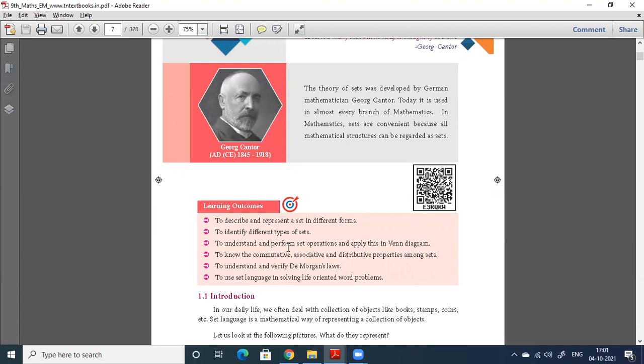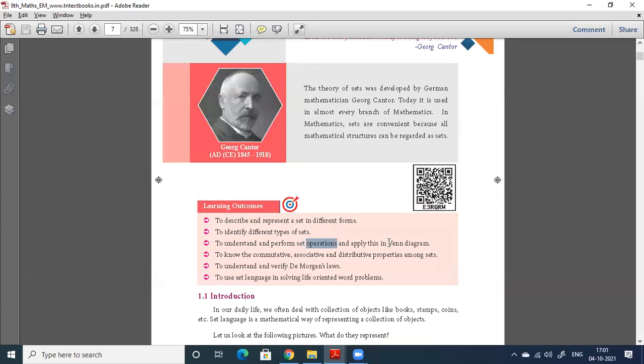Then to understand and perform set operations. What is the point of having sets if you cannot perform some operations on them? Operations, like in medicine, a surgeon is doing some operation on a patient and changing something. He's putting in a new heart, or he's taking away a malignant growth. So when you do operations, something is changed.